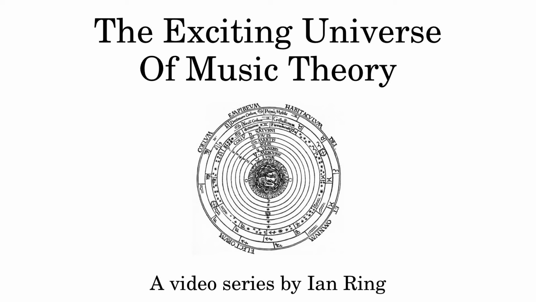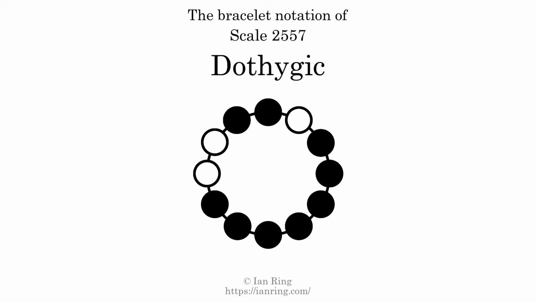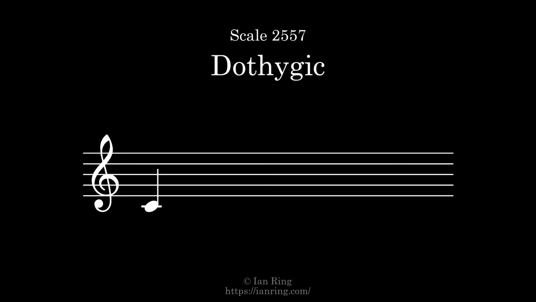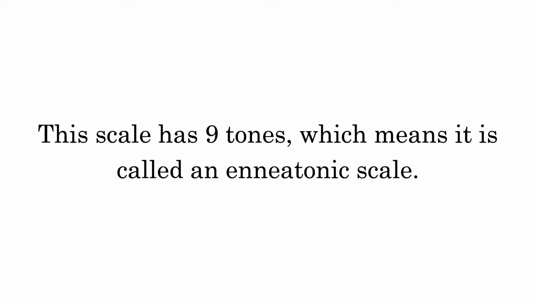Welcome to the exciting universe of music theory. Are you ready to learn? Then let's begin. Today we will talk about scale 2557, Dothygic, which sounds like this. This scale has 9 tones, which means it is called an enneatonic scale.